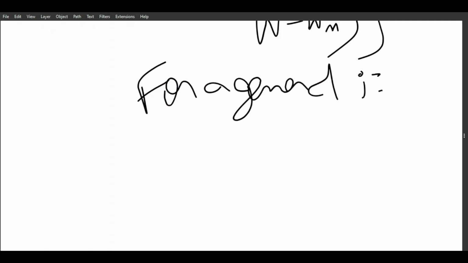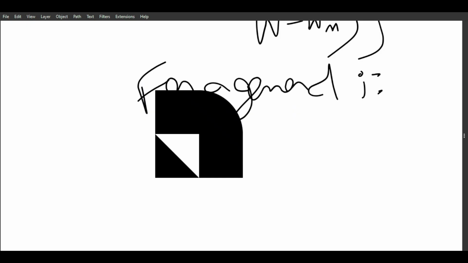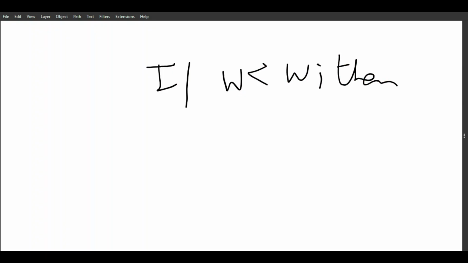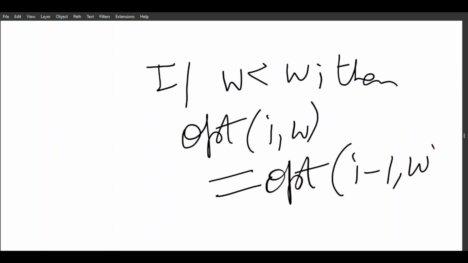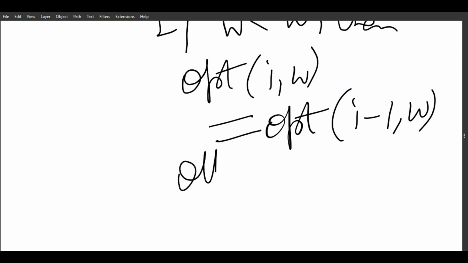Now we write for general i. For a general i, first we check if this w is less than wi, then w less than wi means the ith item is not fitting in the knapsack. So we have only one possibility, we have to exclude it. Then opt of i w will be equal to opt of i minus 1 w. So if the ith item is not fitting, we do not have any choice.